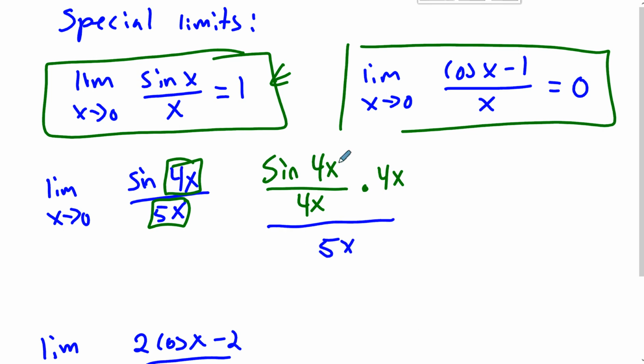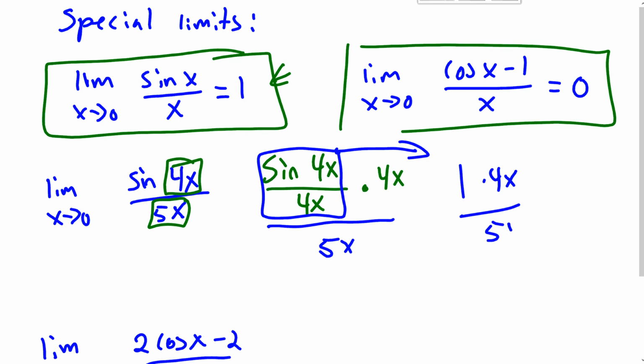That's fine. So now I can take this one, because in essence I just multiplied the top by 1, which is fine, because multiplying by 1 is not going to change anything. And so now that will become 1, and 1 times 4x over 5x equals 4x over 5x, which equals 4 over 5. So the answer to this would be 4 over 5.